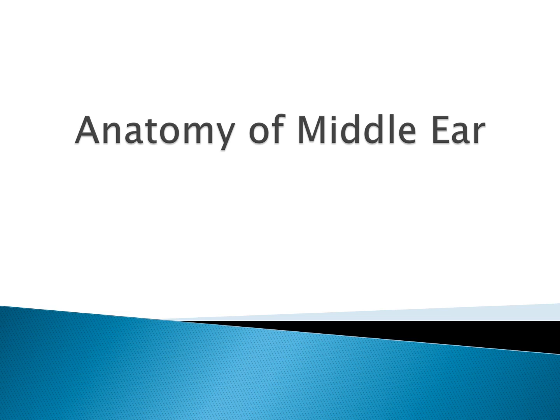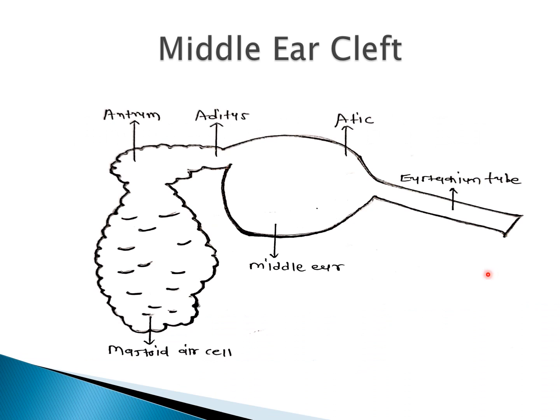Hello everyone. In this video, I'll be talking about the anatomy of middle ear and middle ear cleft. So when we say middle ear cleft, actually it includes more than the middle ear. So this is middle ear, but if we include the attic region, the adytus, the antrum, the mastoid air cell system, as well as the eustachian tube, then this whole thing is called middle ear cleft.